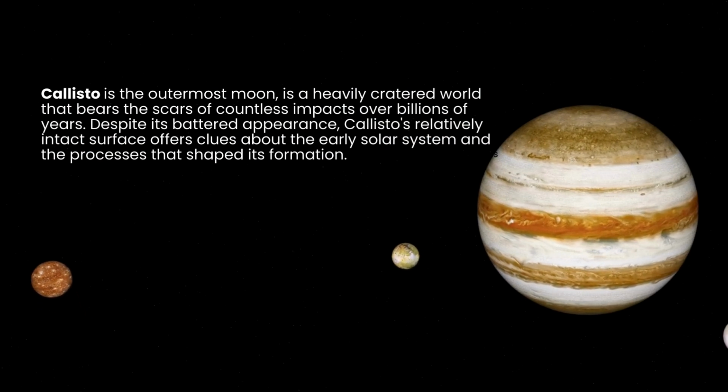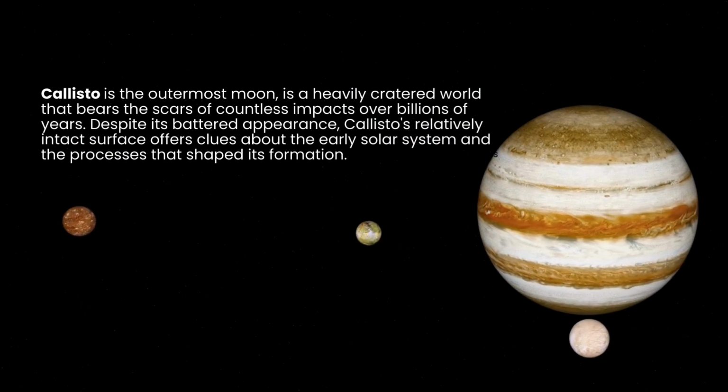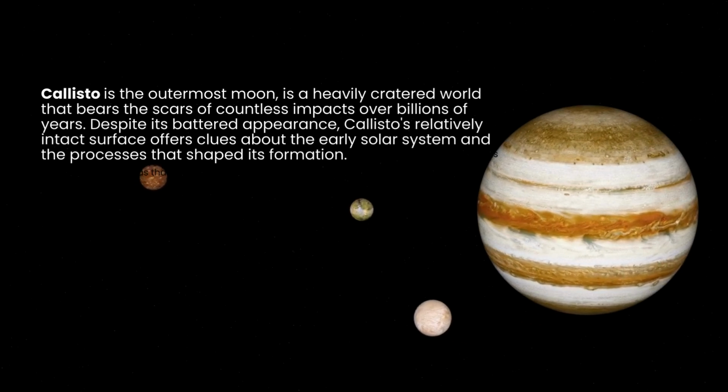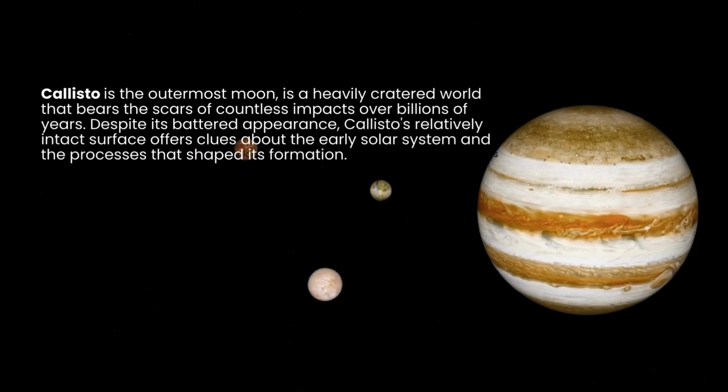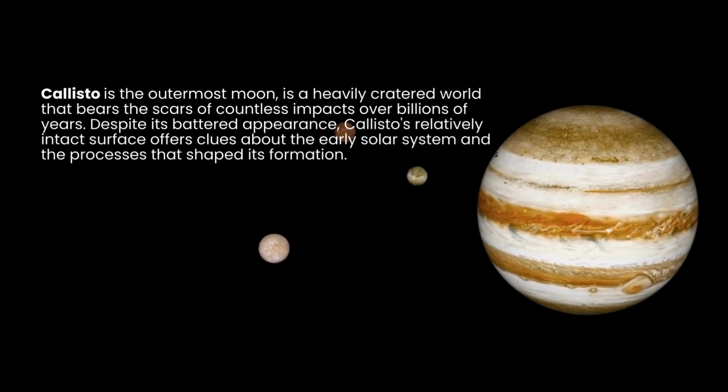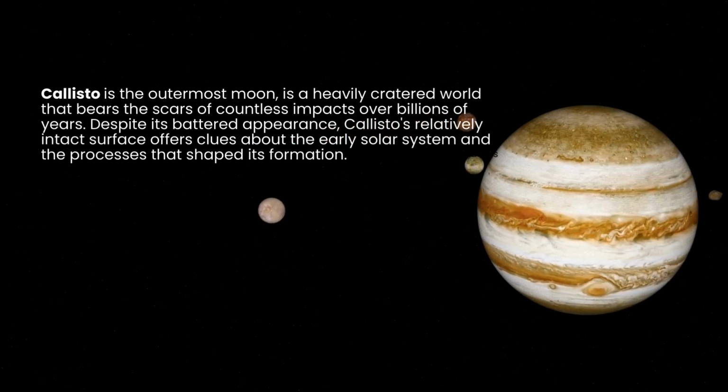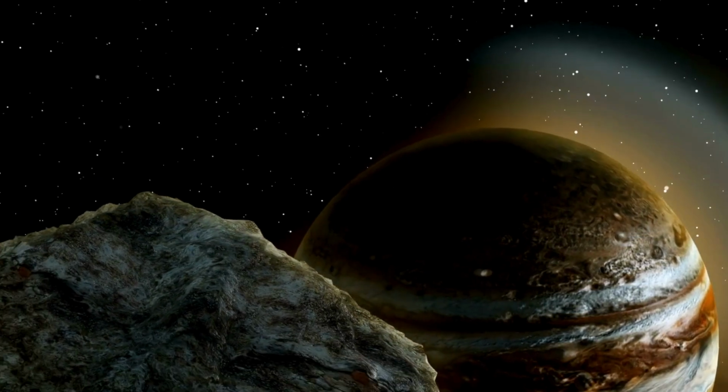Callisto, the outermost moon, is a heavily cratered world that bears the scars of countless impacts over billions of years. Despite its battered appearance, Callisto's relatively intact surface offers clues about the early solar system and the processes that shaped its formation.